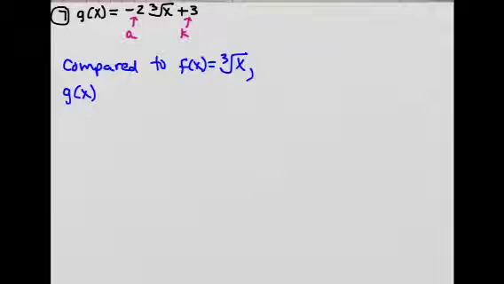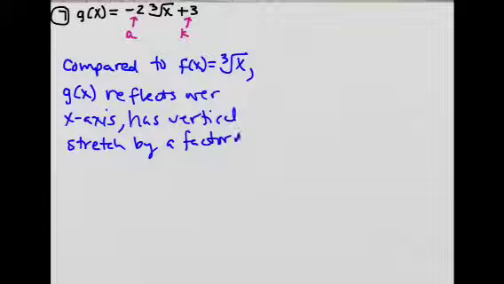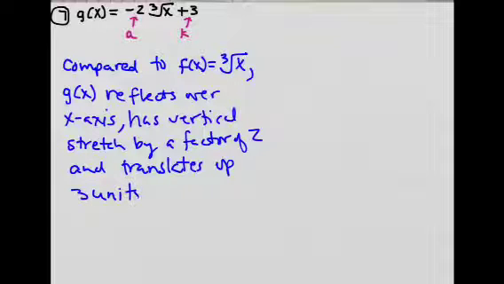So compared to f of x, g of x reflects over the x-axis, has a vertical stretch by a factor of 2, and translates up 3 units. And that's all.